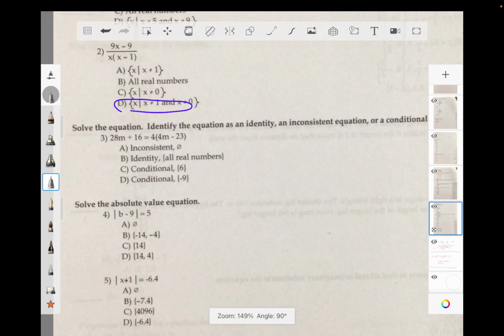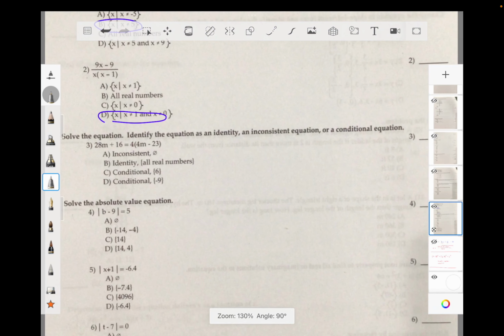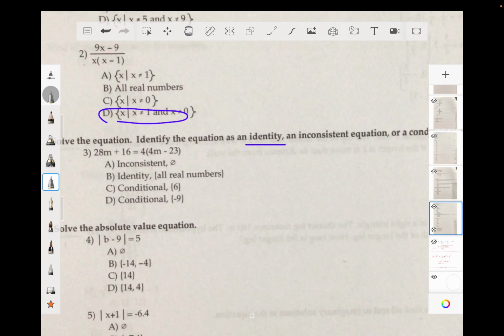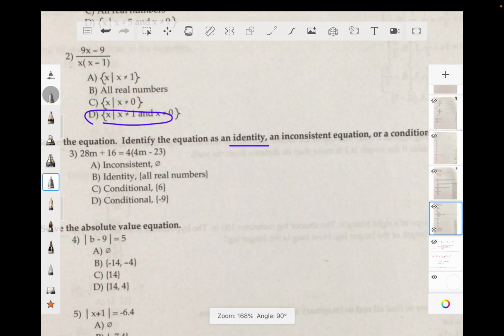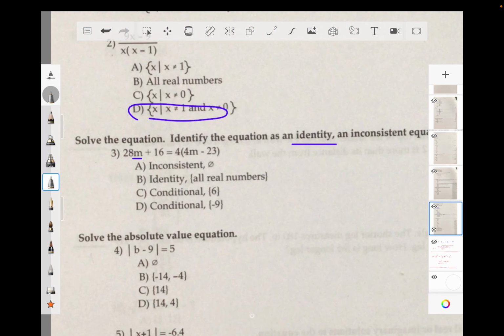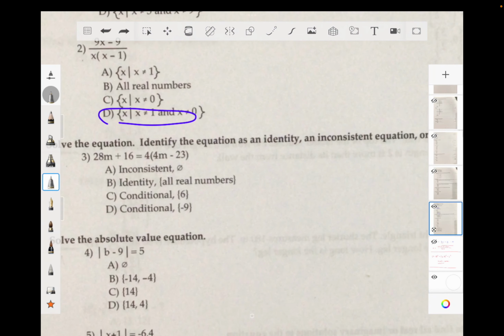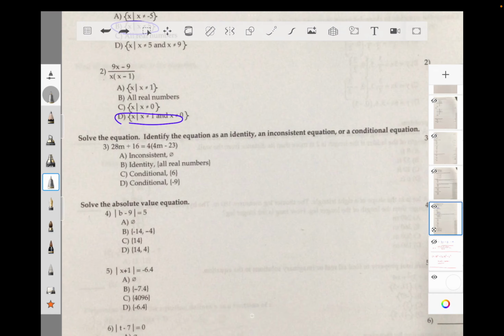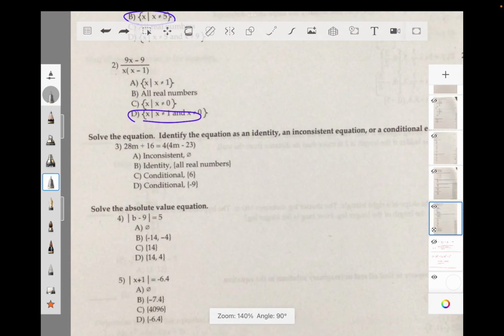Solve the equation. Identify the equation as an identity, inconsistent equation, or conditional equation. Identity means that anything you plug in for x, or in this case m, the equation is true. Inconsistent means anything I plug in, nothing works. And conditional means I have to plug in one thing and the equation holds true. So let's solve it for this.